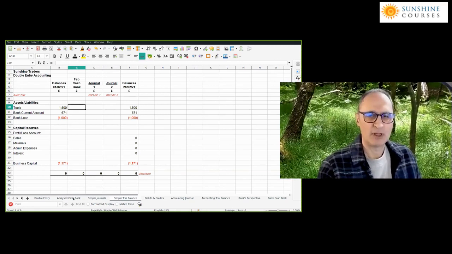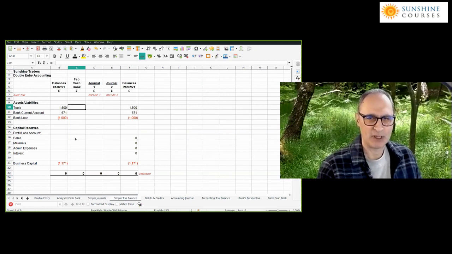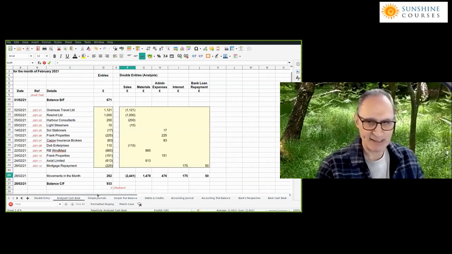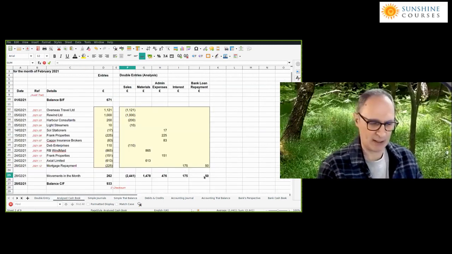So because we've already seen how the analyzed cash book works, I'm now going to record these figures in the trial balance. I'm going to record the sales movements, which come straight from this figure here. The materials figure comes straight from this figure here. The admin expenses come straight from my analyzed cash book here. The interest comes straight from my cash book here. And my bank loan repayment comes from the analyzed cash book here.